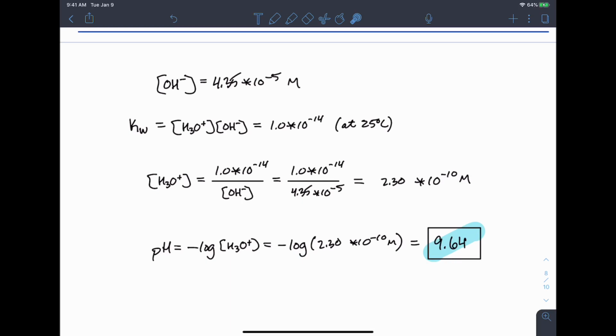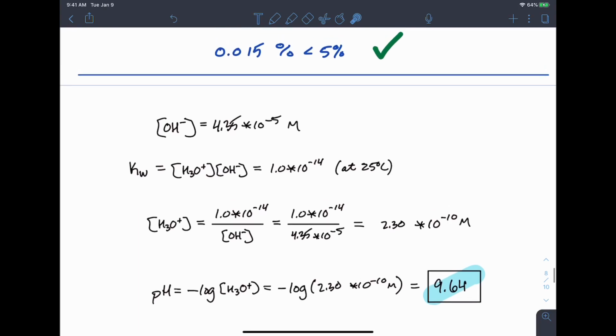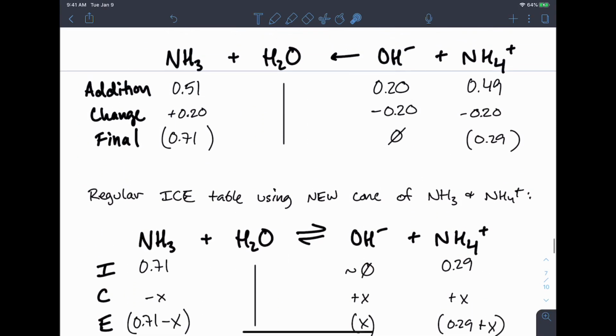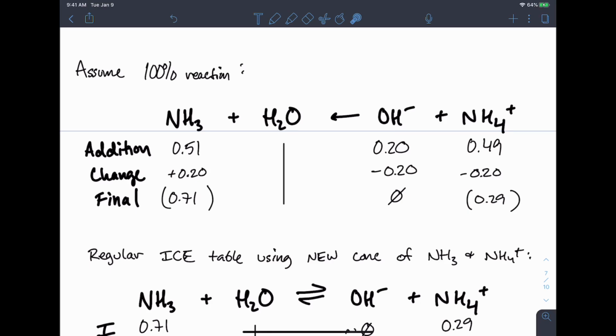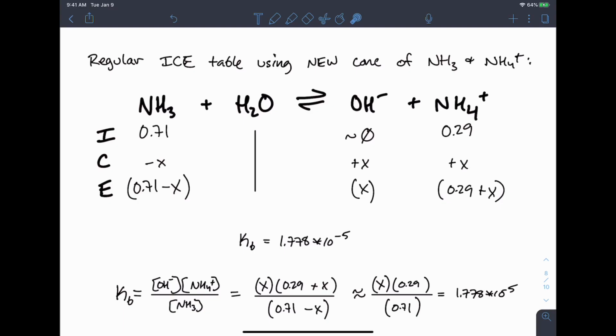All right, so that is basically it for buffer problems where they have you add a strong acid or a strong base to a buffer, and then they want you to figure out the pH change. The trickiest part really is wrapping your head around this weird ice table. So just always treat it as you're assuming 100% reaction of either the hydroxide or hydronium that you have here, and you're targeting a 0 here, and then everything else just has to change accordingly. At that point, once you have your final values, you can just plug them into a normal ice table, and then it's off to the races.